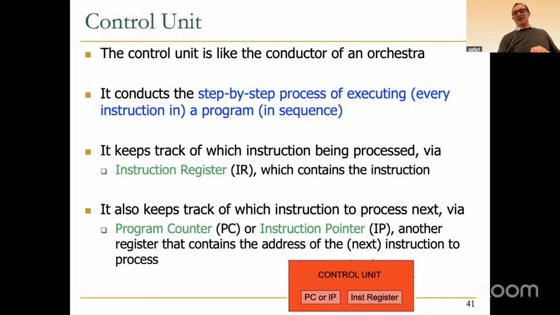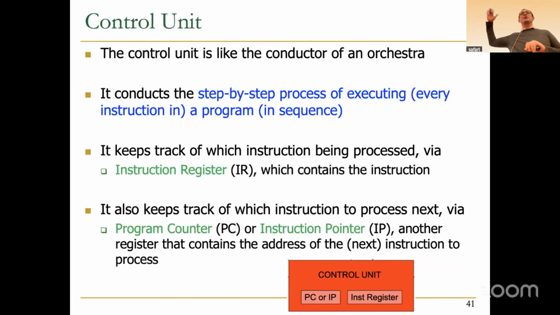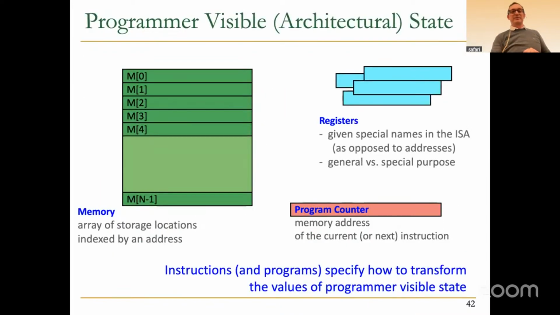Okay. So basically, we've built our architectural state. I didn't tell you exactly, but these are all visible to the programmer except for the instruction register. When you program, the instruction set architecture exposes to the programmer memory, which is essentially an array of storage locations indexed by an address. You have addressability, address size, etc. And you have general purpose registers. These are given special names in the ISA as opposed to addresses.